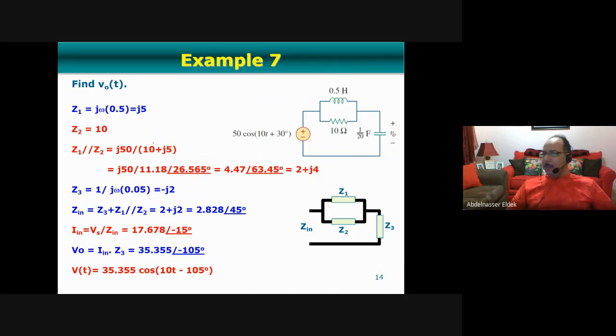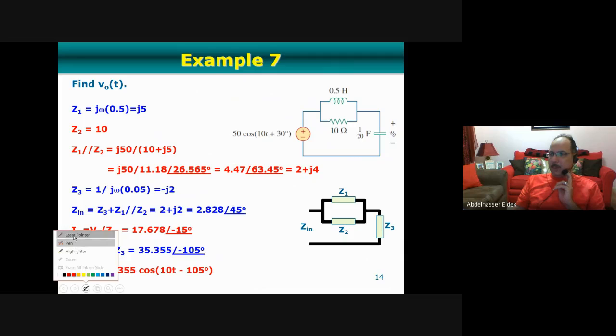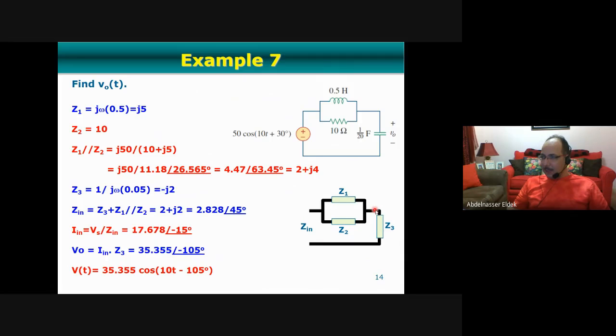So let's solve this example also and see how we do it here. We need to find Vo. What's Vo? Vo is the voltage across the capacitor. To find the voltage across the capacitor, you usually need to use Ohm's law. So you need to find the current and multiply it by the impedance. If we want to convert this circuit to impedances like this, then we need to find the total current and multiply by this Z3. That's it. Multiplied by Z3 will give you the voltage.